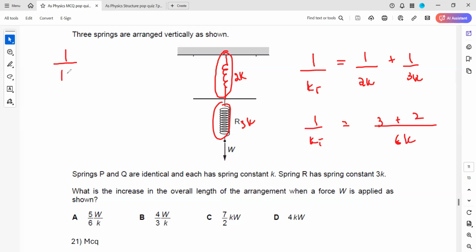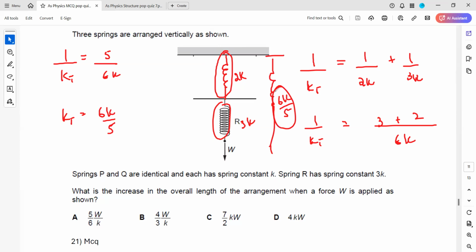So KT here refers to total. So it will be 5 over 6K. If I need the total, it will be 6K over 5. So if these two springs are replaced by one spring, what is the spring constant of that one spring? It will be 6K divided by 5.